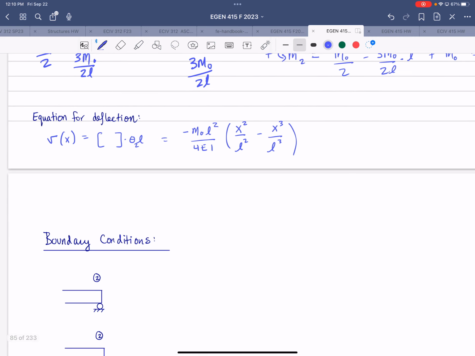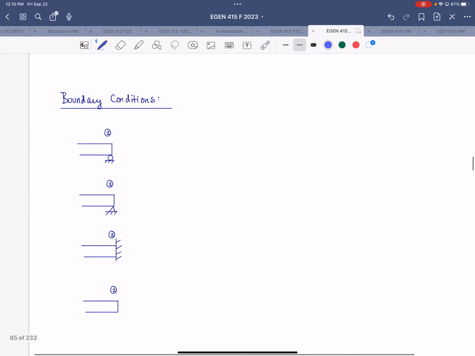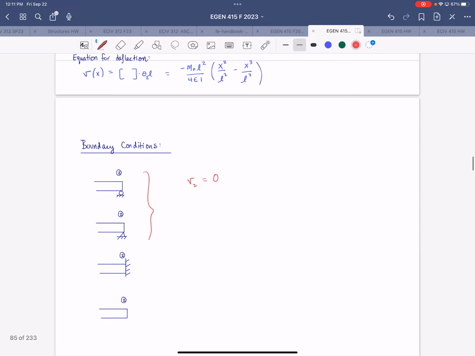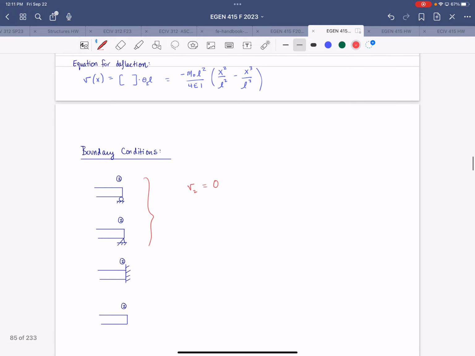So now a few more notes on boundary conditions. The first 3 are what we're most familiar and comfortable with. Of course, for a roller support or a pin support, the boundary condition for beam behavior is that the deflection at that node is equal to 0, but we don't know the rotation. So that would be for a pin or a horizontal roller.